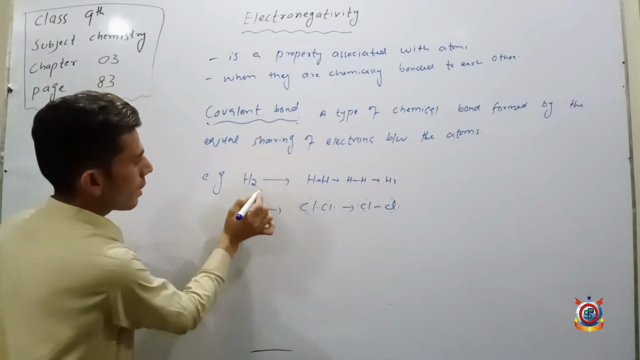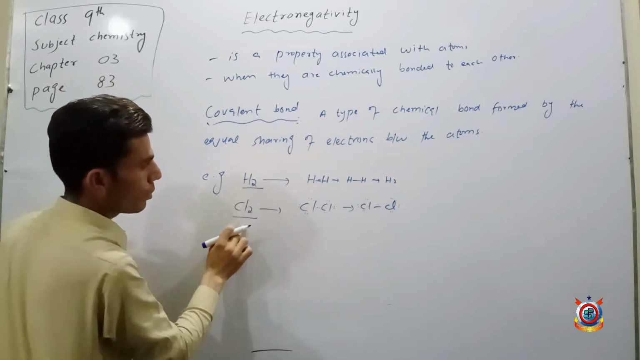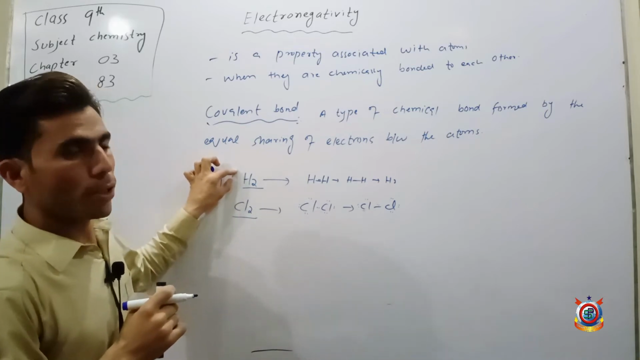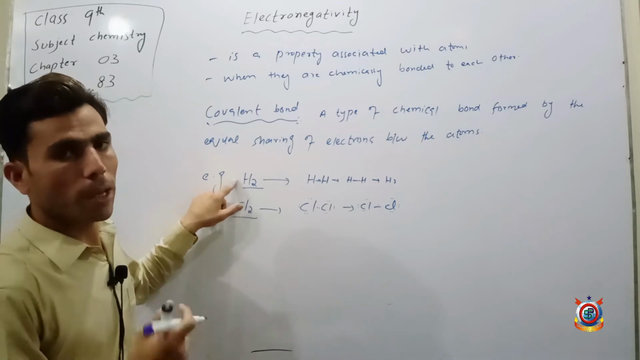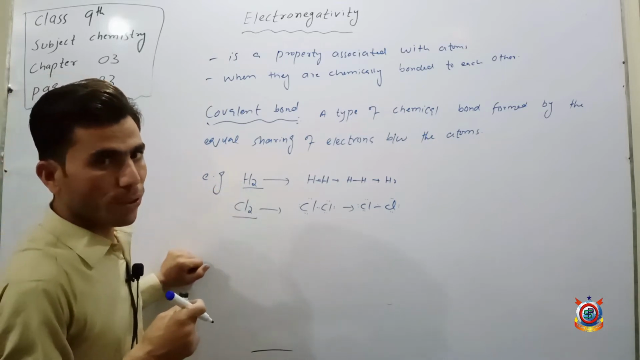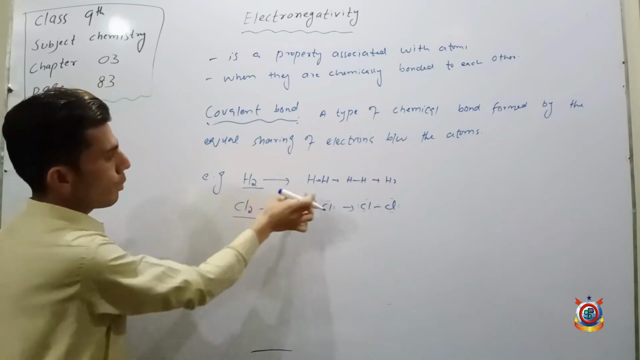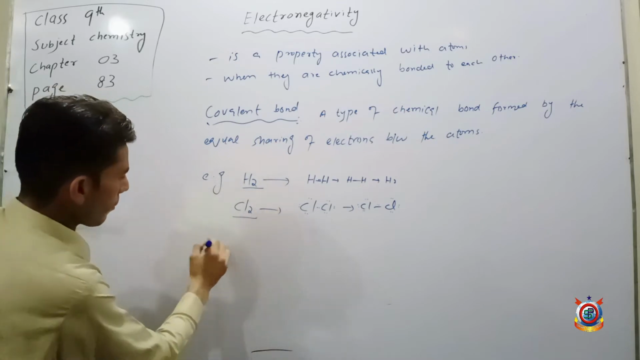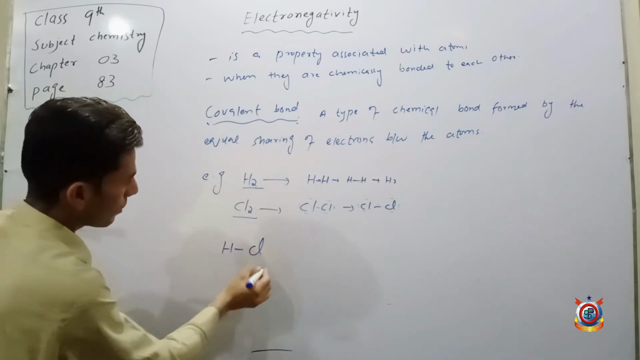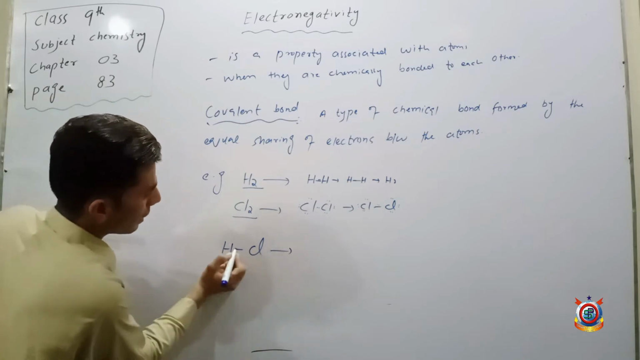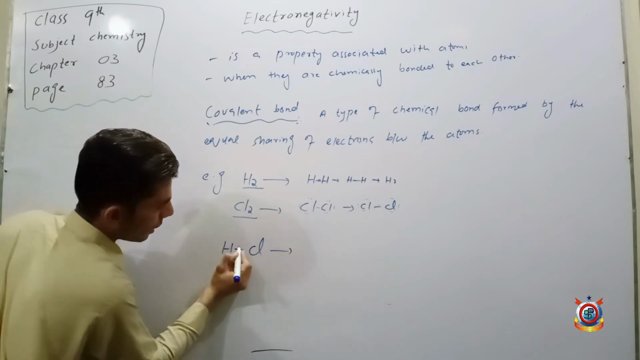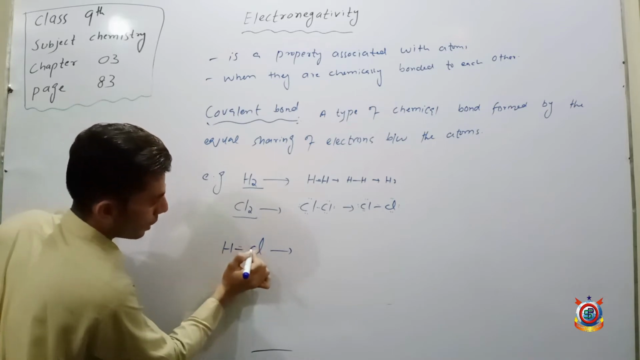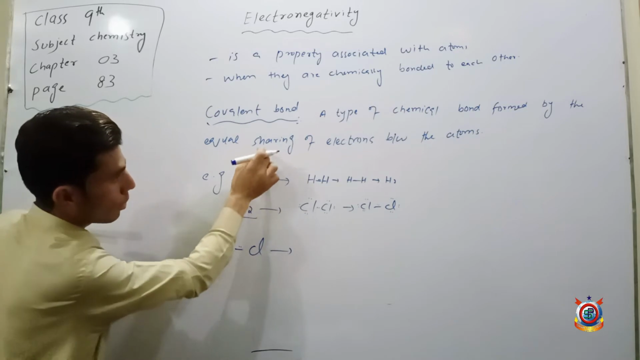So the bond may be formed between different atoms, or between the same atoms. Here you can see H2 and Cl2. These are atoms of the same element. Covalent bond may be formed between the atoms of the same element, or between the atoms of different elements. Similarly, HCl: in this molecule, one electron is shared by the hydrogen atom and the other by the chlorine atom, and they form a covalent bond.